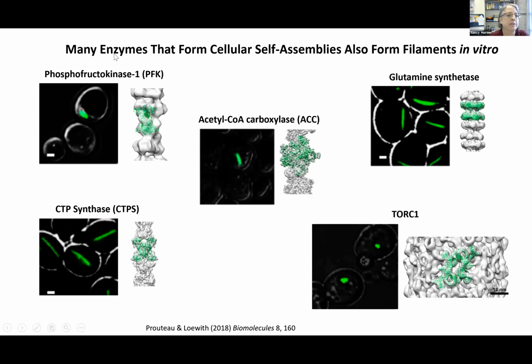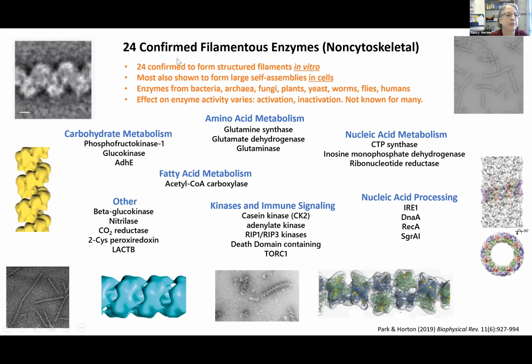How many enzymes actually form these filaments in the nanometer scale that we can see by EM? I could find 24, again, I cover in my review. Again, all different metabolic and biological pathways, all branches of life. So a conserved phenomenon that's widespread. You can see the structures vary. There's right-handed helices, left-handed helices. They can form tubes or linear structures.